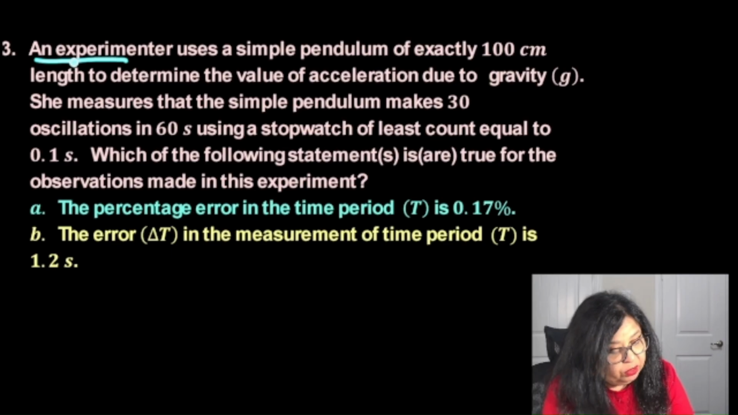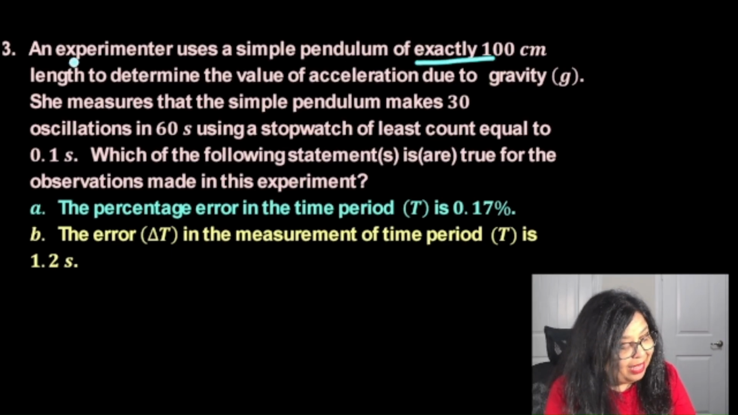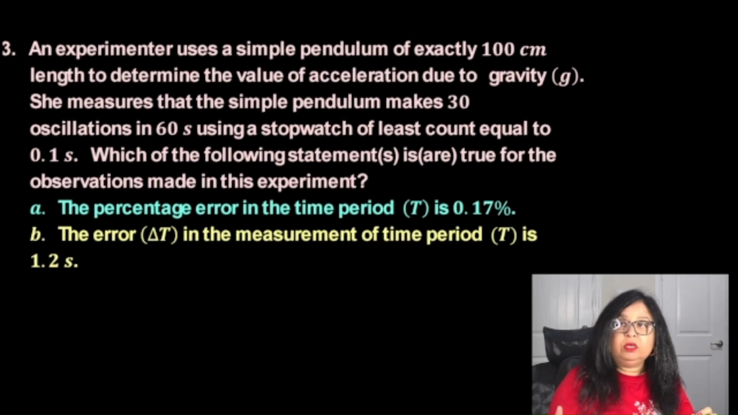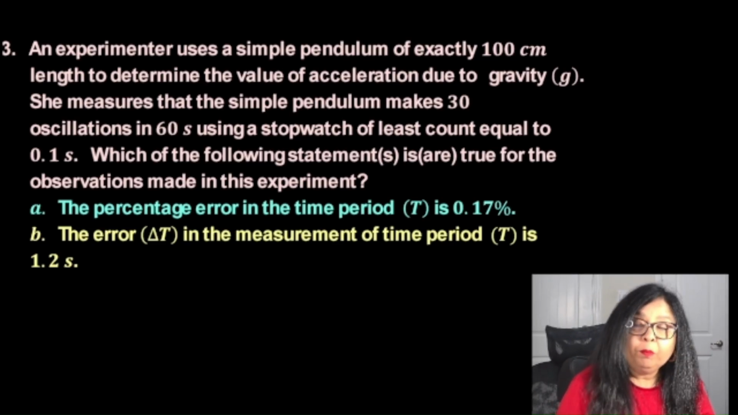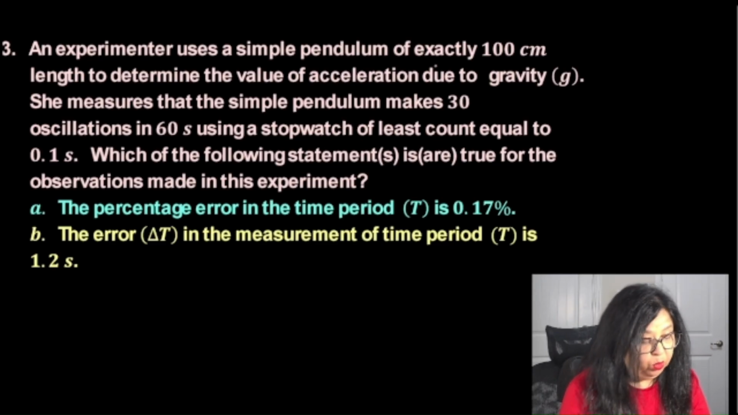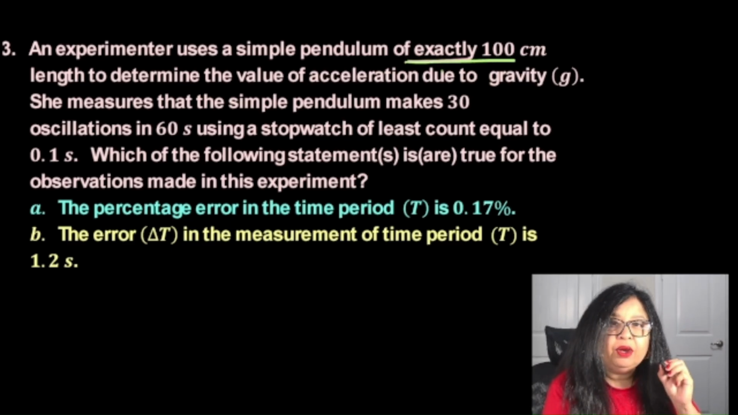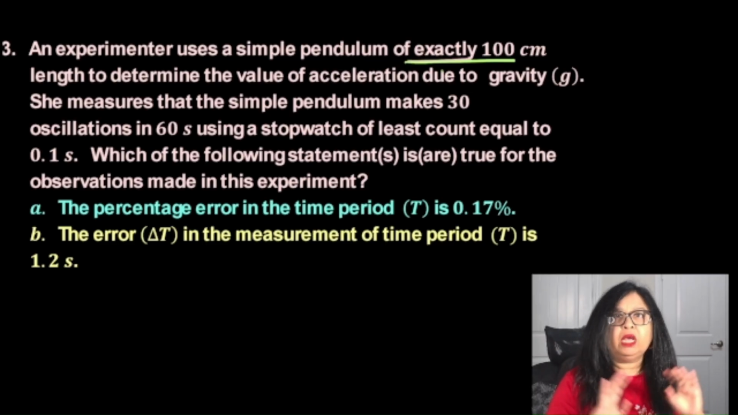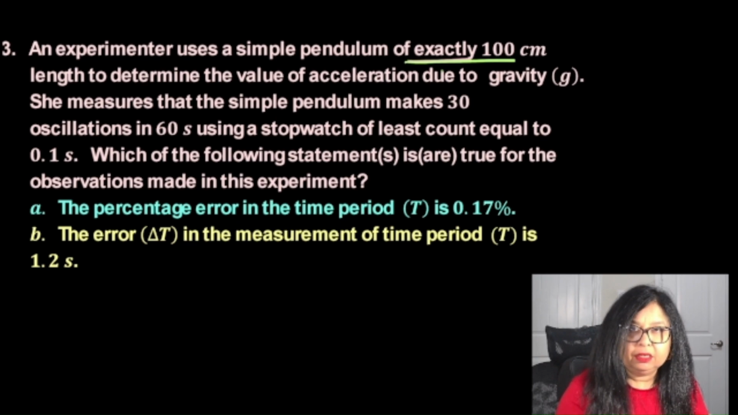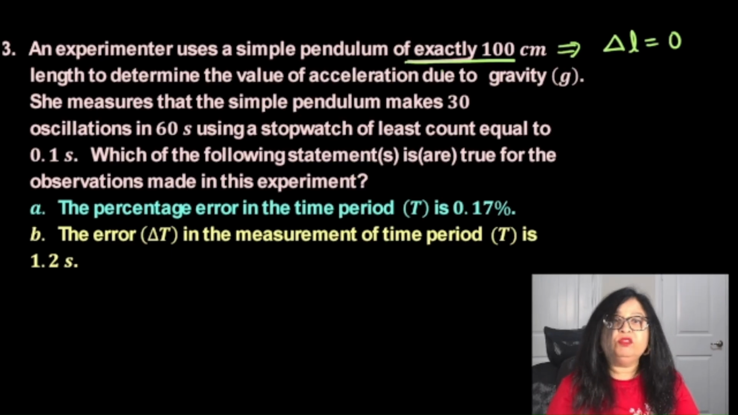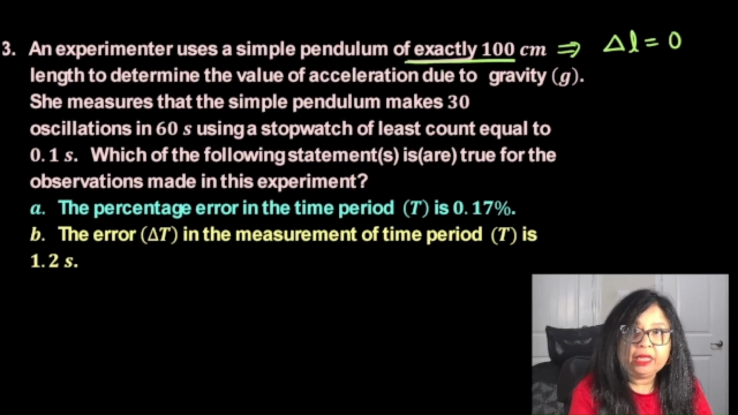So an experimenter uses a simple pendulum of exactly 100 centimeter length. Now here, I did warn you against the use of keywords, assuming that you know what you're asked to solve for. But some keywords are important. For example, over here we are using the word exactly. When we say that the length is exactly 100 centimeters, that means we have no doubt in our mind. There's no uncertainty that the length of this pendulum is 100 centimeters. This implies that delta L is 0. There's no error in the measurement of the length of the pendulum.